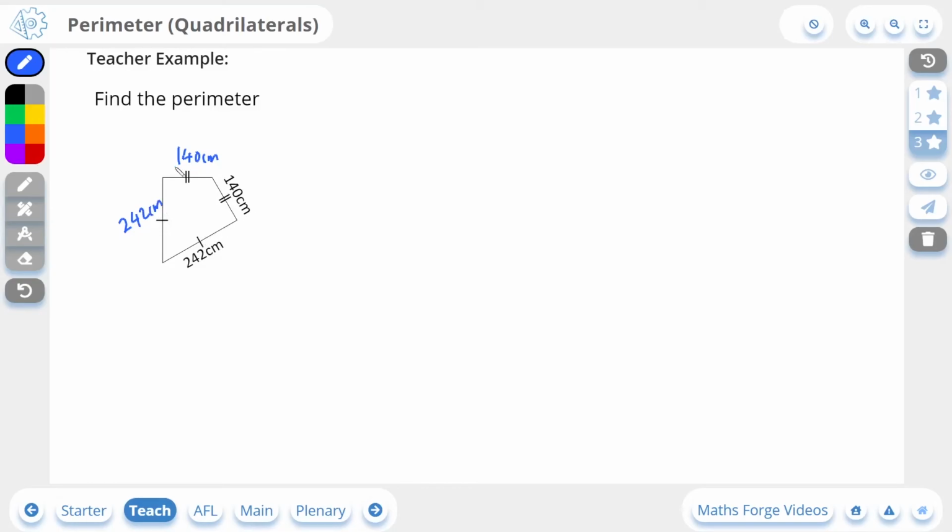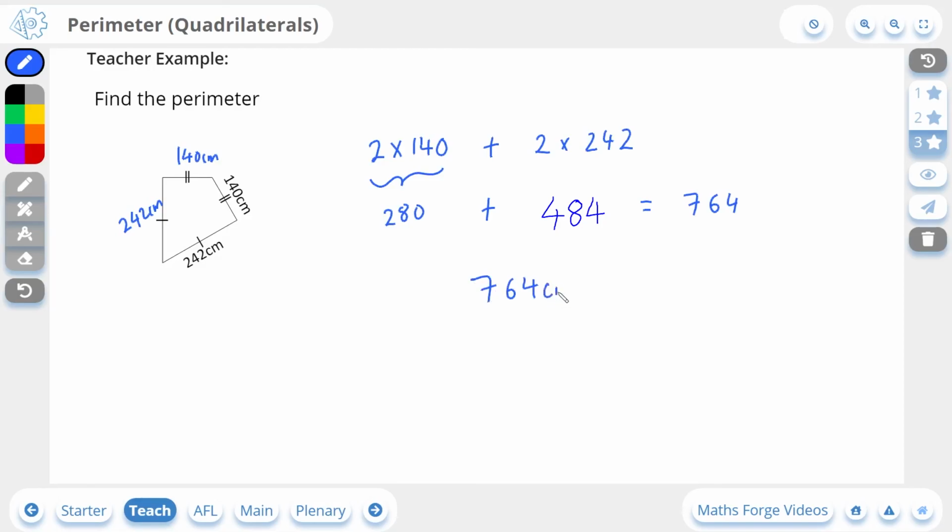And so now we can calculate the perimeter of this shape. It's going to be 2 lots of 140 centimeters, add 2 lots of 242 centimeters. Simplifying this gives us the following. 2 times 140 is 280. Plus, 2 times 242 is 484, so 280 plus 484 will give us 764. And since our sides have units of centimeters, then our perimeter will also have a unit in centimeters too. So our final answer is 764 centimeters. And if we check our answer, there it is.